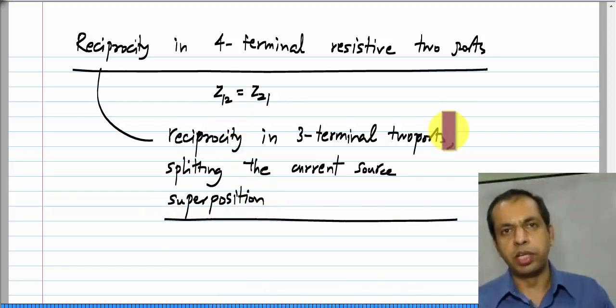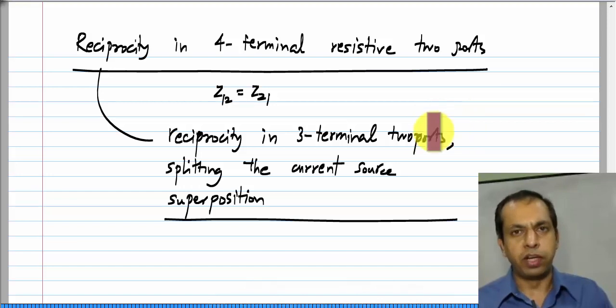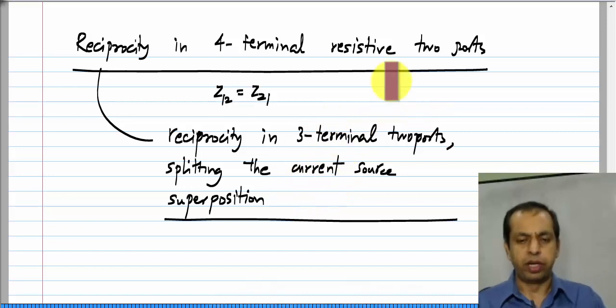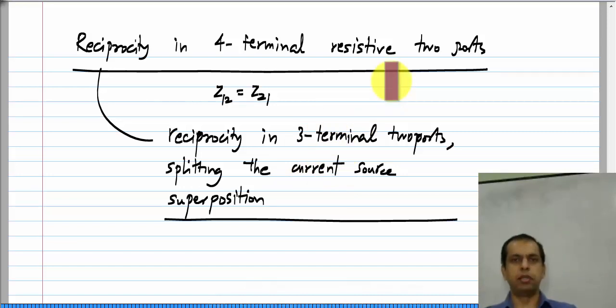Because we were using reciprocity in 3 terminal 2 ports, we had to define some other ports with a single common node as the reference node, okay, and we were able to do that quite easily. Hope that is clear.